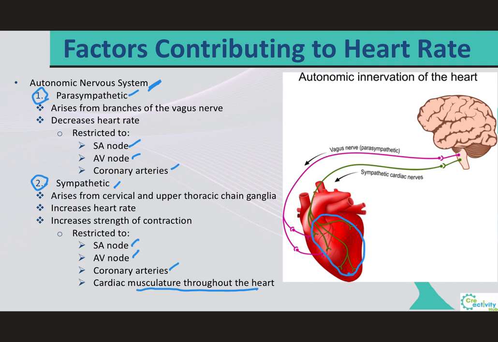The parasympathetic system will arise from the branches of the vagus nerve, and when they act on the heart, they will decrease the heart rate, as the parasympathetic nervous system is responsible for the rest and digest. With regards to the sympathetic nervous system, it will arise from the cervical and upper thoracic chain ganglia, and since this is the fight or flight, it will increase the heart rate and also increase the strength of contraction.